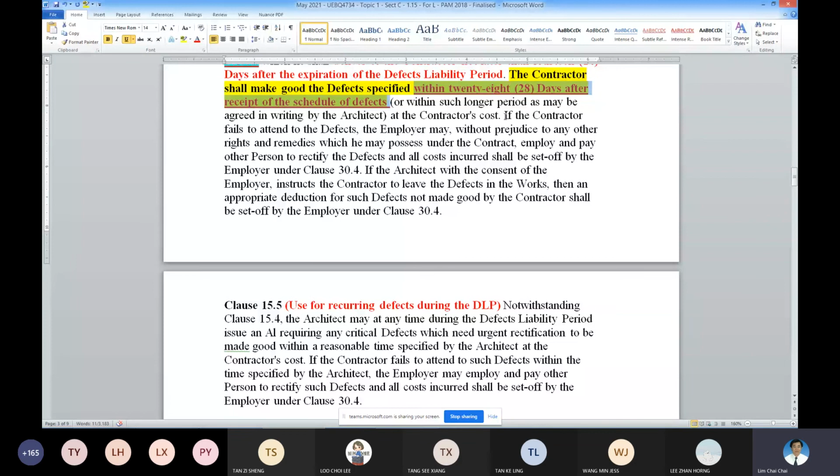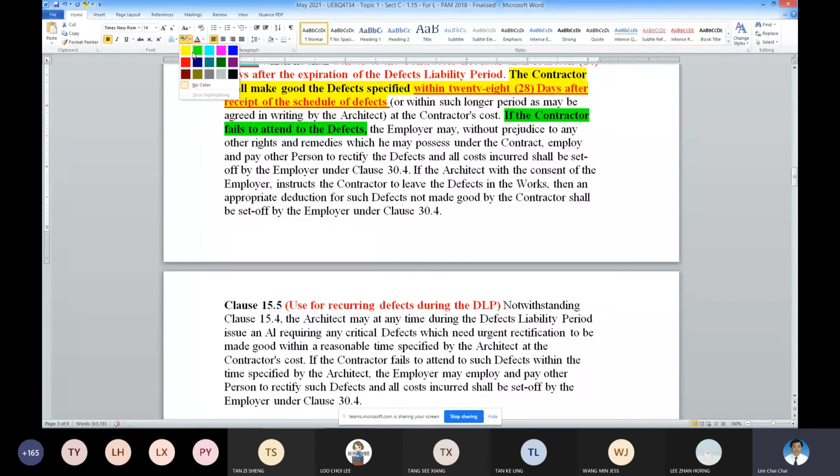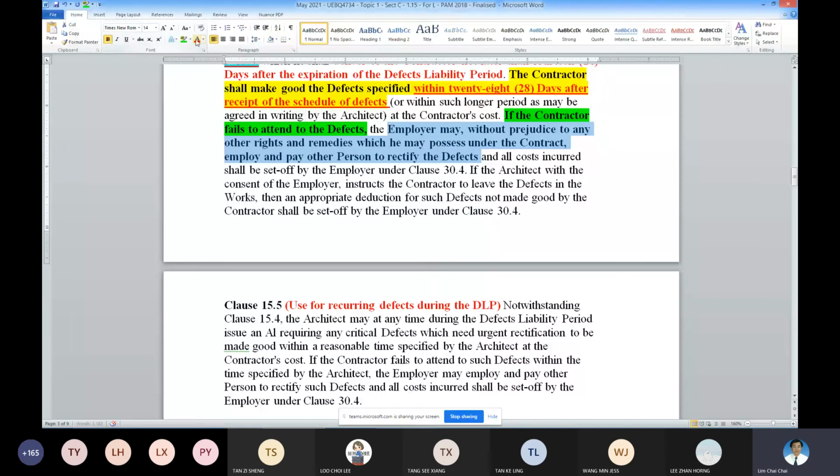So if the contractor fails to attend to the defects, as I mentioned earlier, what can the employer do? It's exactly what I said earlier. Employ other people to carry out the defects, and then charge everything to you. Okay, so all the costs incurred will be charged to the contractor by direct deduction under clause 30.4.